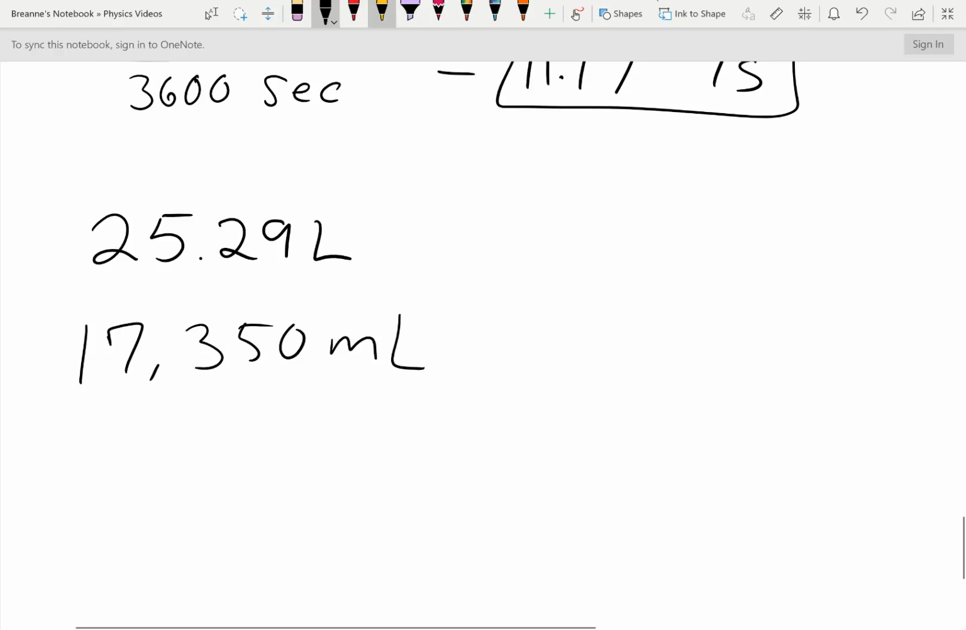But we can't subtract them right away. They do not have like terms. And it wants the answer in liters. It says how many liters are left. So we need to convert the milliliters to liters.